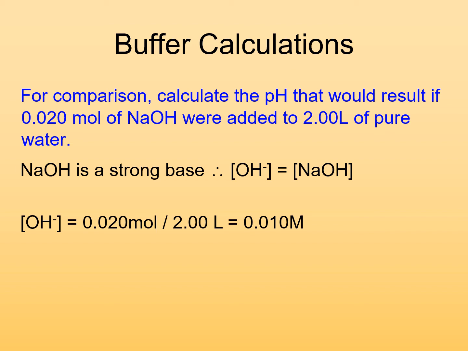You can solve for pOH. Do the negative log of 0.01 to get a pOH of 2.00. And then to find pH, you do 14 minus 2, which gives us a pH of 12. So even though we added a base that was a pH of 12, it only moved the pH up by 0.06.